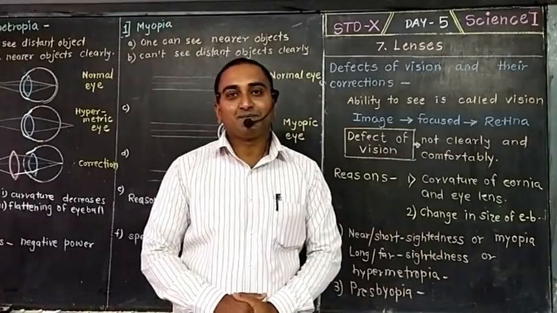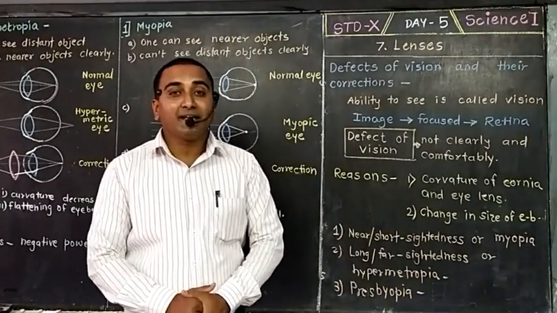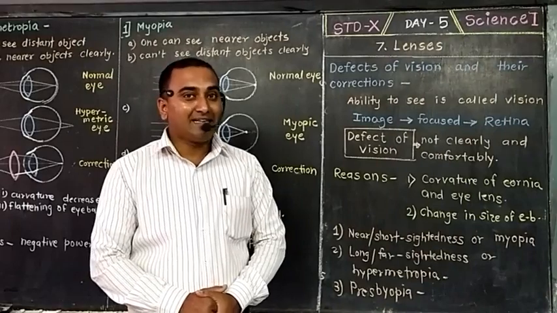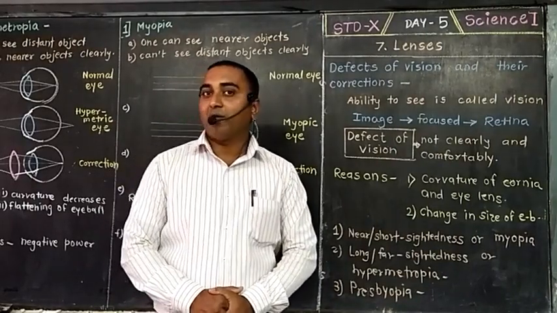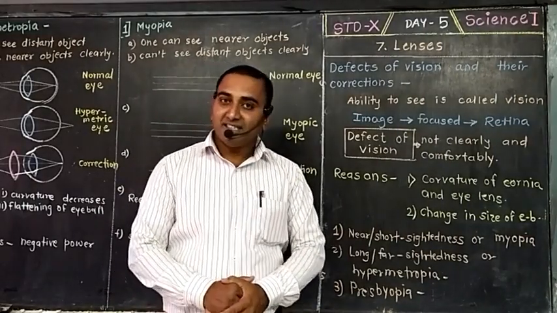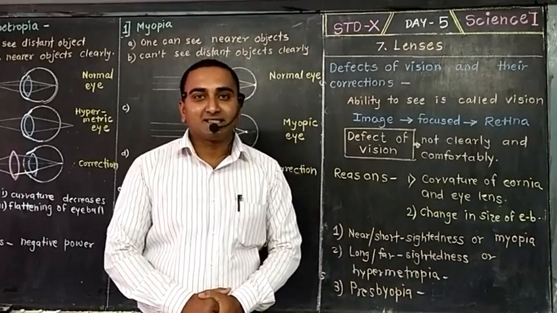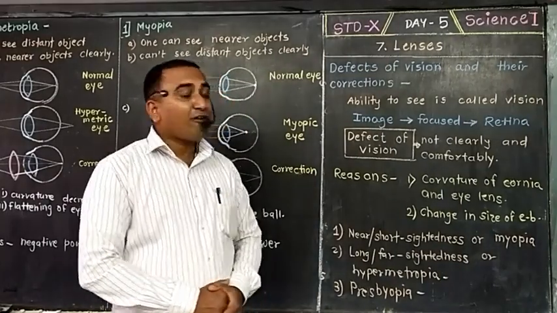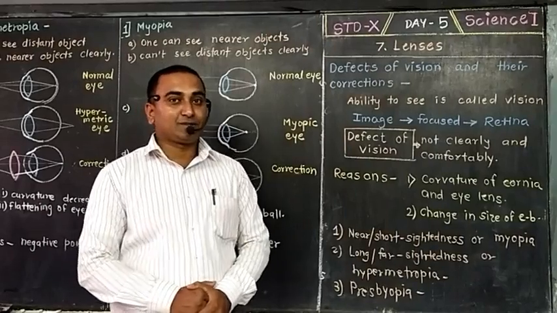Hello students, today it is the 5th day of the 7th lesson, lenses, of the science section. Within this lecture we are going to discuss the defects of vision and their corrections.